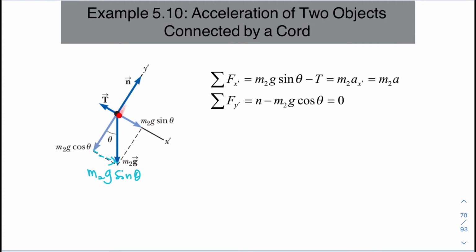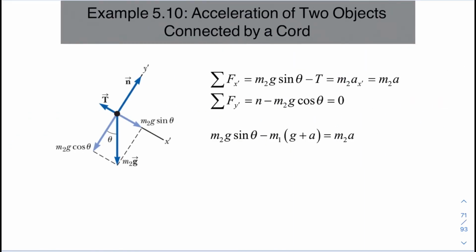Then summation along Fy prime is equivalent to normal minus M2G cos theta equivalent to 0. Why is it cos here? Because this component with respect to this angle is the adjacent side. That is why we are using cos. Why is it sin theta here? Because with respect to this angle, this is the opposite side. That is why we are using sin theta.